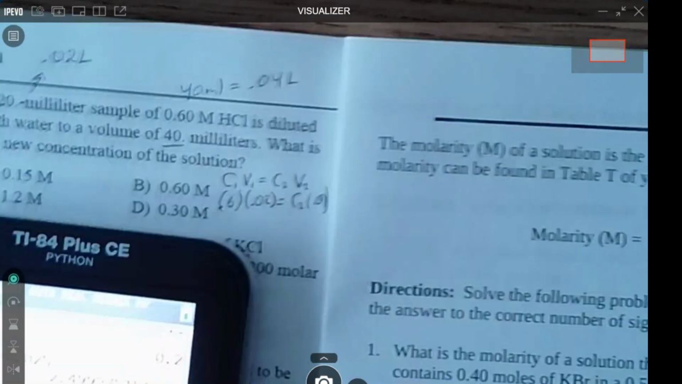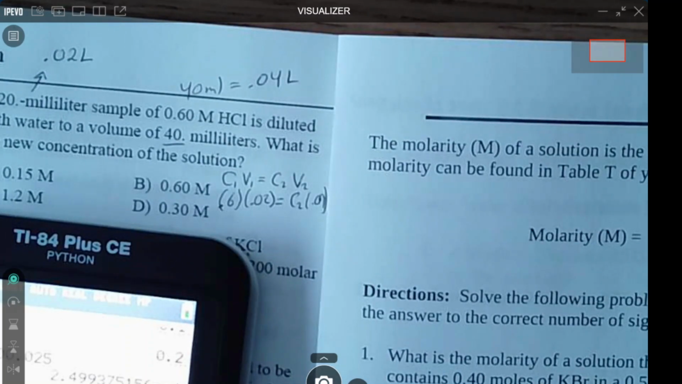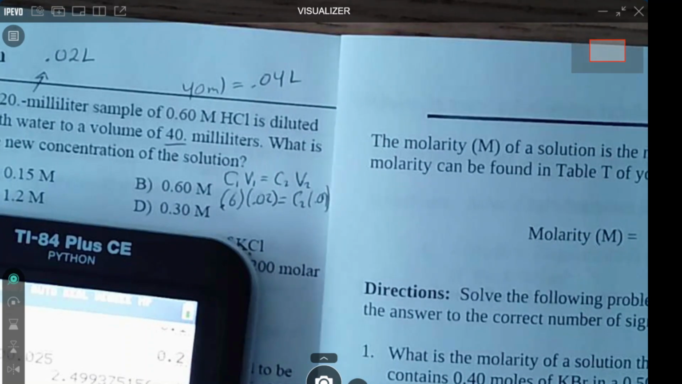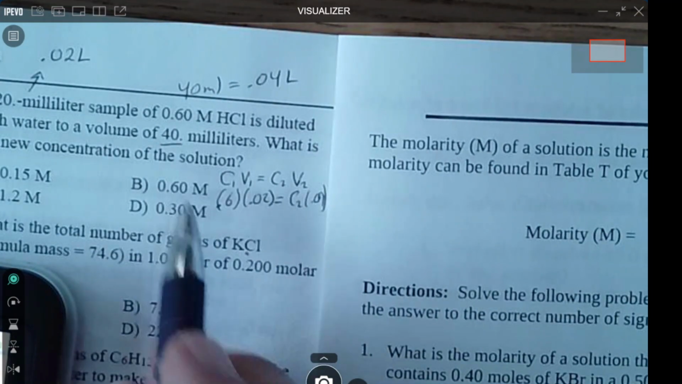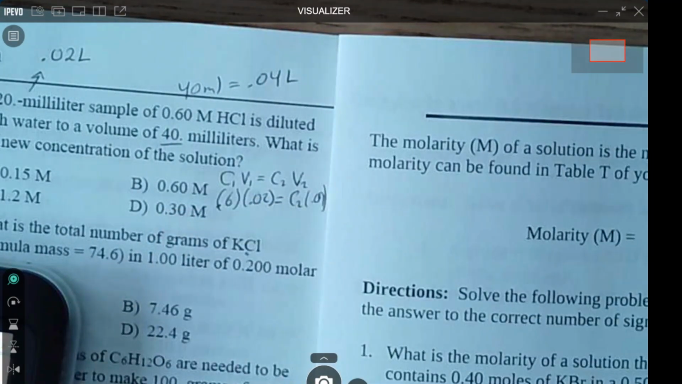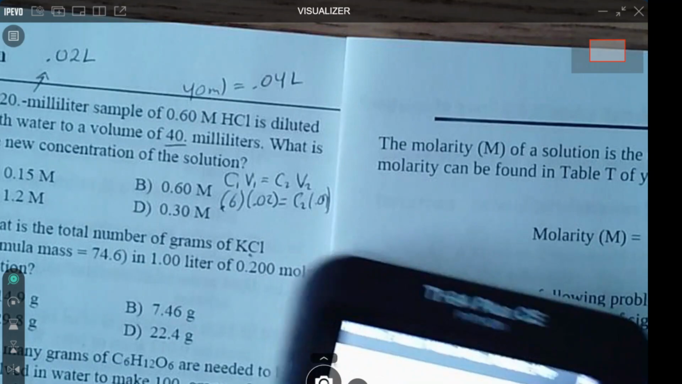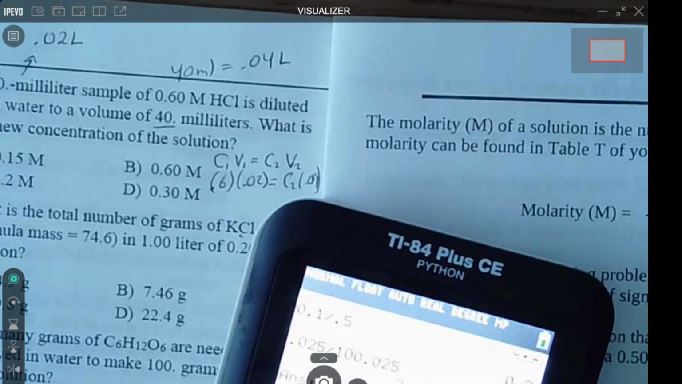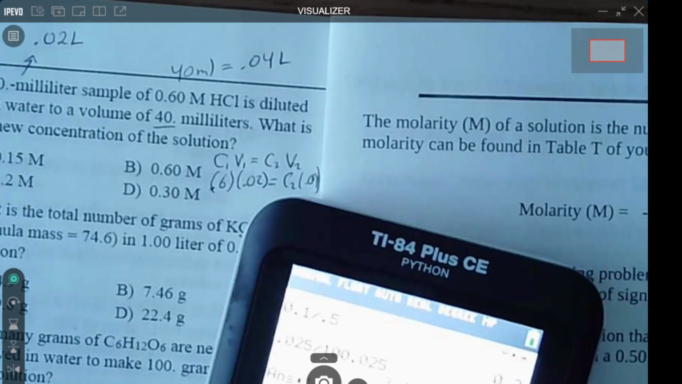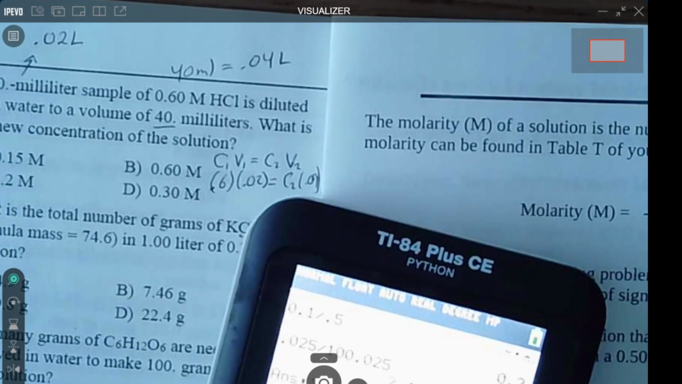Wait, did I do that right? I think I got everything right. I don't know why I wrote 0.06. It should be 0.04. Sorry about that. I misread my handwriting because I wrote it really small. If you didn't catch on, I should have written 0.04 liters.